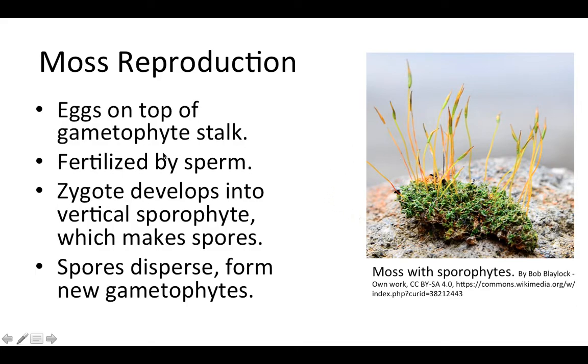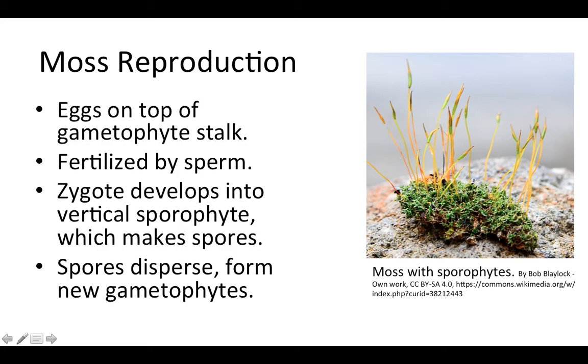The reproduction follows the same life cycle, but what the structures look like is different. So in mosses, we get these stalks, and at the top of a stalk is going to be an egg. That's a little bit wrong. The eggs are going to actually be at the top of the gametophytes, which is down here. So there would be an egg, let's say here and here.